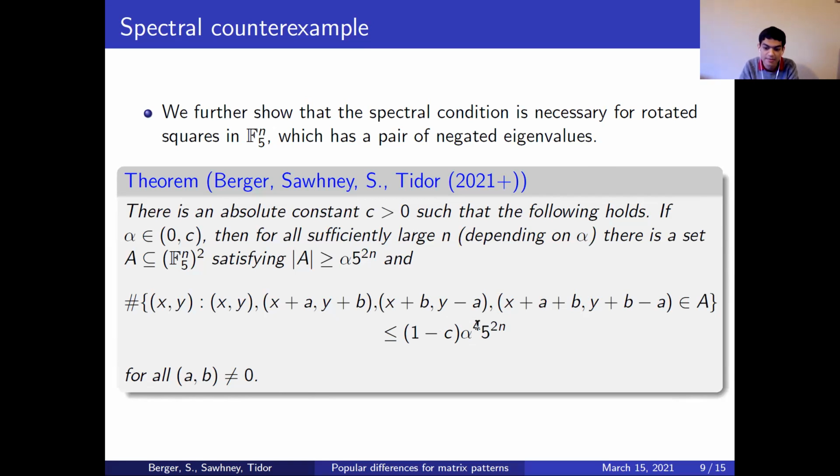So this shows that the popular difference density over F5 at least is at most 1 minus c times alpha to the 4 in general. Just a little bit worse than quasi-random, but that already suggests that there's more to the picture.